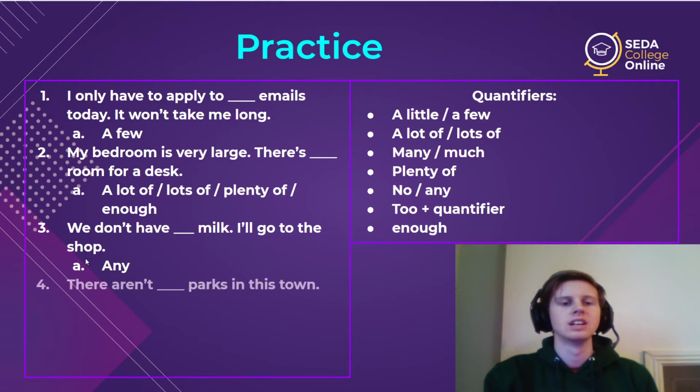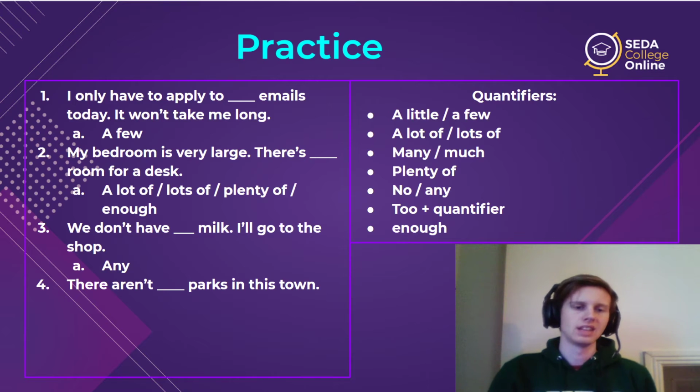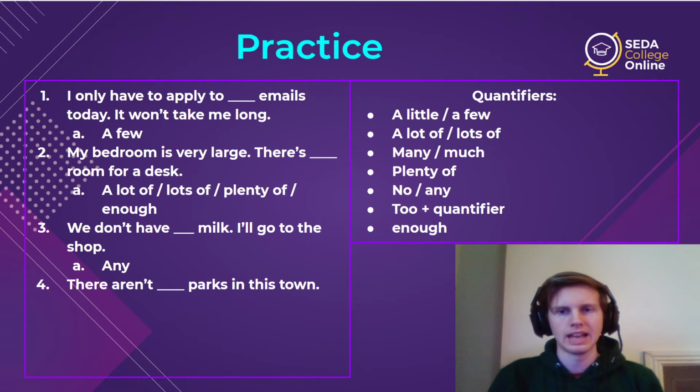All right. Number 4, there aren't parks in this town. All right, what do you think? We've got a negative idea. There aren't. That's your clue here. It's a negative idea.